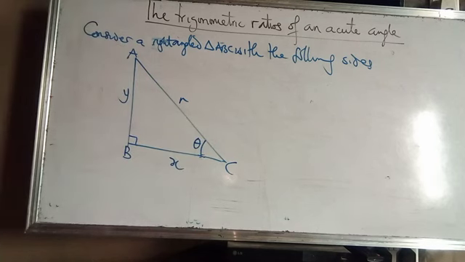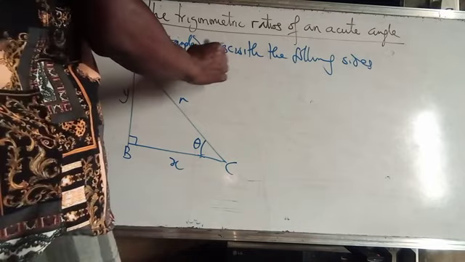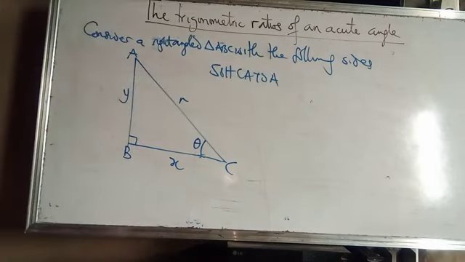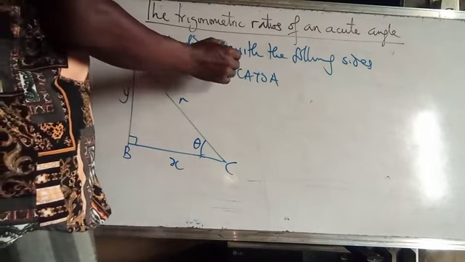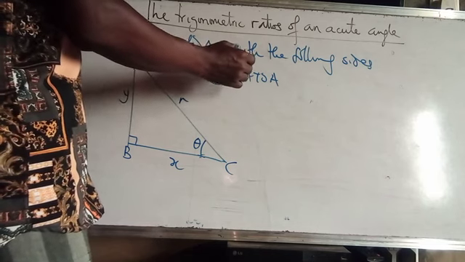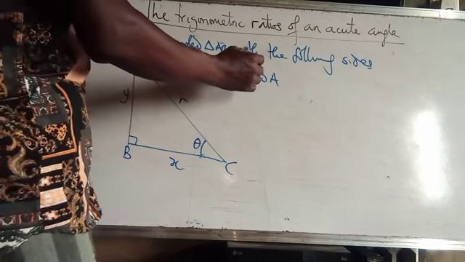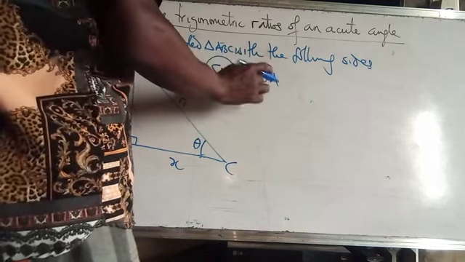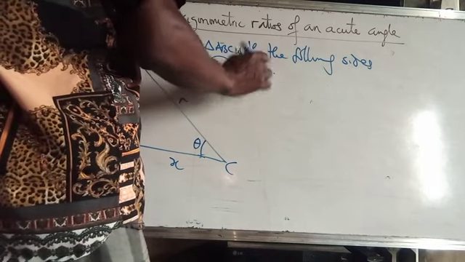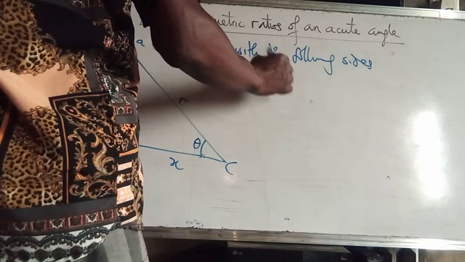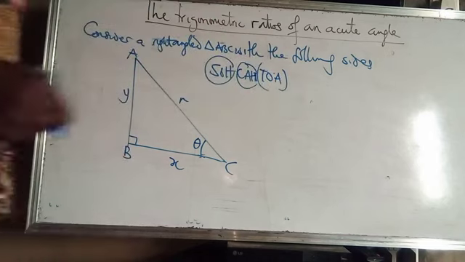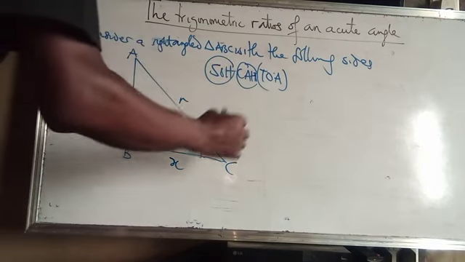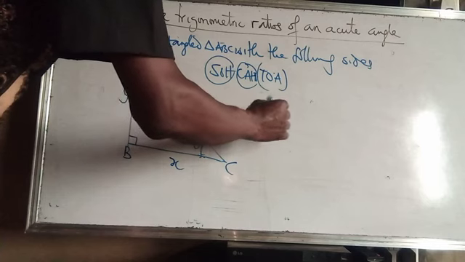Now, if we apply our previous knowledge of SOH-CAH-TOA, which is sine is opposite over hypotenuse, cos is adjacent over hypotenuse, and tangent is opposite over adjacent. Now let's start with SOH, where we have sine theta.